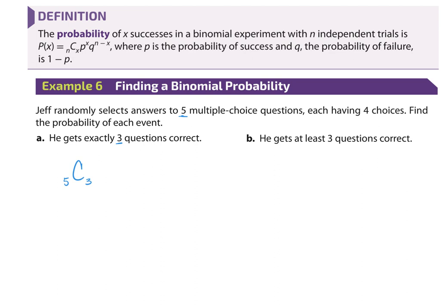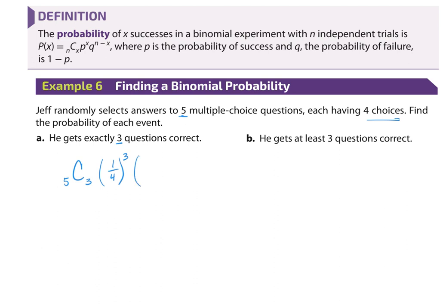Then I want the probability of being correct. If there are 4 choices, it's a 4-choice question, and he randomly selects the question, what are the chances he gets it right? Yeah, so 1 out of 4. So we have 1 out of 4. And however many successes I want is the power that I'm going to take that particular one to. So I'm going to take that to the power of 3.